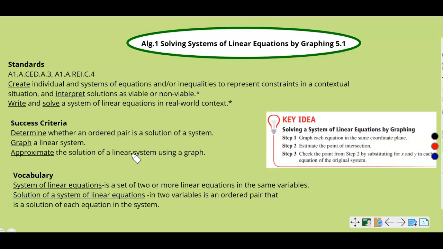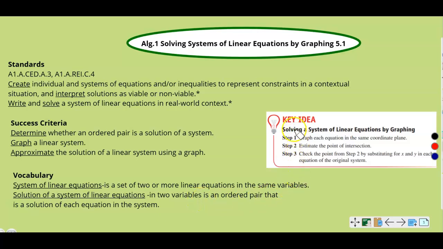The vocabulary that you need to know for this lesson: a system of linear equations is a set of two or more linear equations in the same variables. A solution of a system of linear equations in two variables is an ordered pair that is a solution of each equation in the system. So that's important. To be a solution, the ordered pair has to be a solution to both equations. If it's two equations or three equations, it would have to be a solution for all three equations.